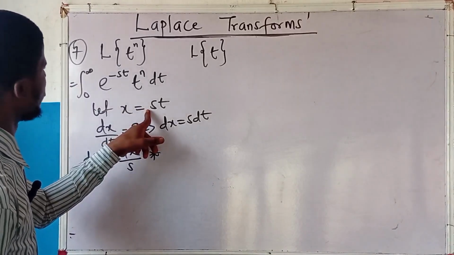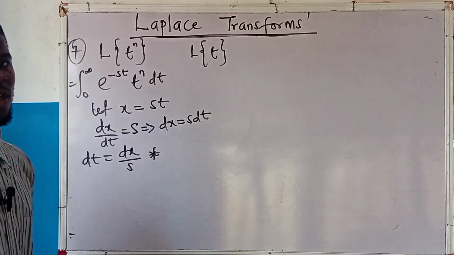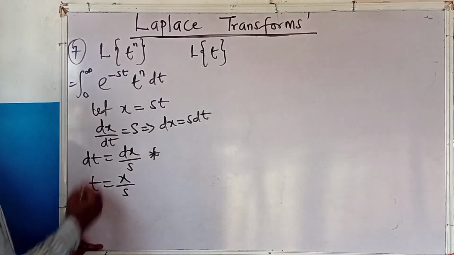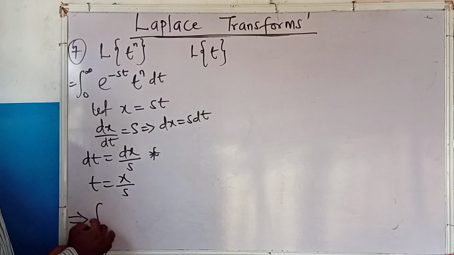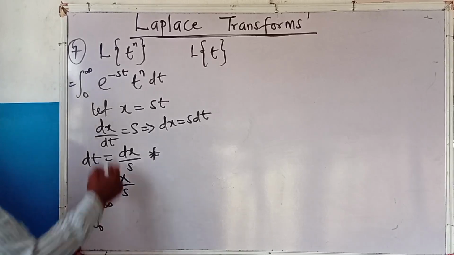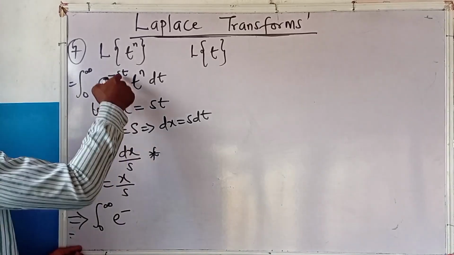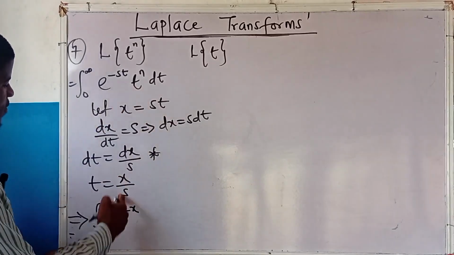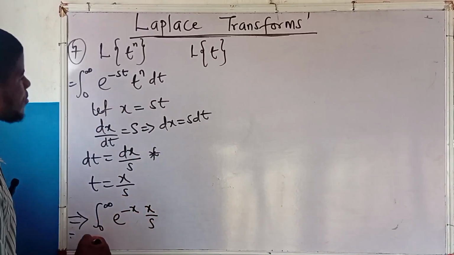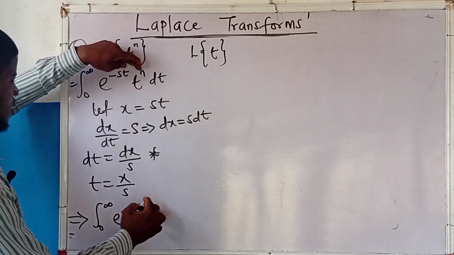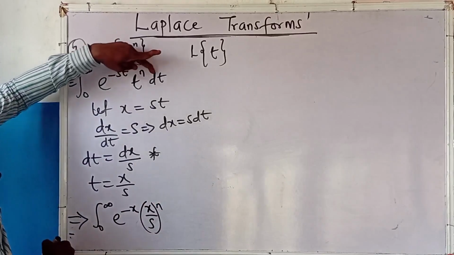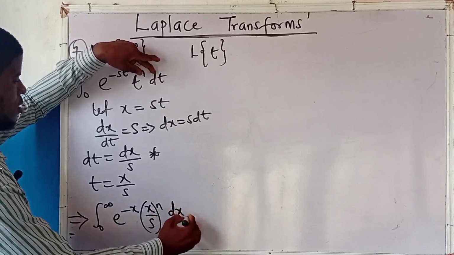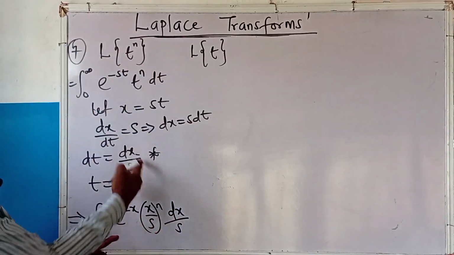From here, let me make t the subject of the formula. t will be equal to x over s, right? So this integral will transform into the integral from 0 to infinity of e to the power of minus st, where st is s minus x, and t is x over s. Then n is still there. The dt is now ds over s.